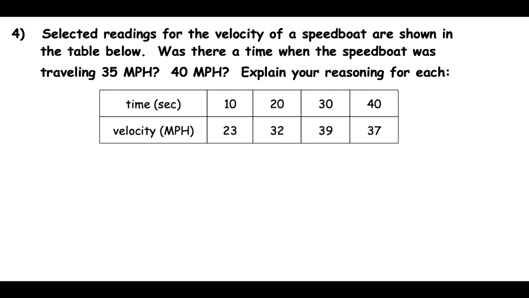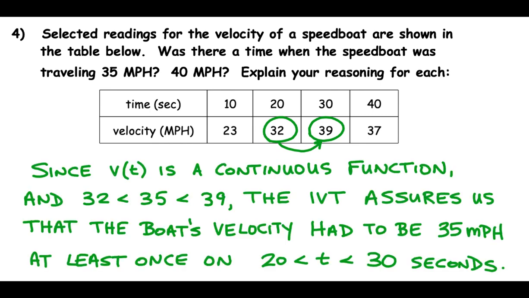Well, yes, there was a time when the speedboat was traveling 35 miles per hour, and this is intermediate value theorem all the way. You can see that you're going from 32 to 39, you have to go through 35. So that first answer is yes, somewhere between time equals 20 seconds and 30 seconds, the speedboat was going 35 miles per hour because 35 is between 32 and 39, and you need to mention by name the intermediate value theorem. So I will write that out right now. Okay, there's that. You do need to mention, as I said, the intermediate value theorem. IVT is fine. Graders understand what that means.